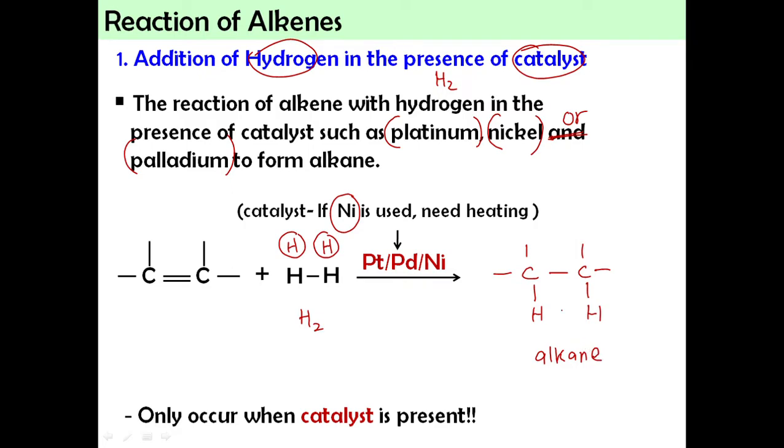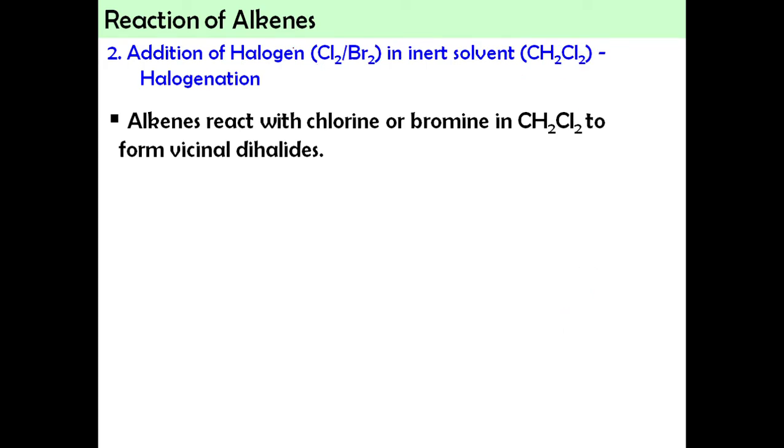So, kita teruskan dengan reaction yang kedua, addition of halogen. So, halogen ni boleh jadi chlorine ataupun bromine in inert solvent. So, apa yang faham dengan inert? Dia takkan take part in reaction. So, it's just a solvent, will not affect the reaction. Okay. So, alkenes will react with chlorine or bromine in presence of CH2Cl2.